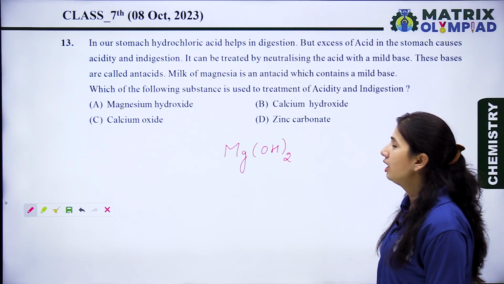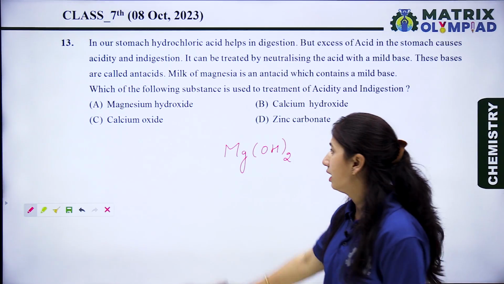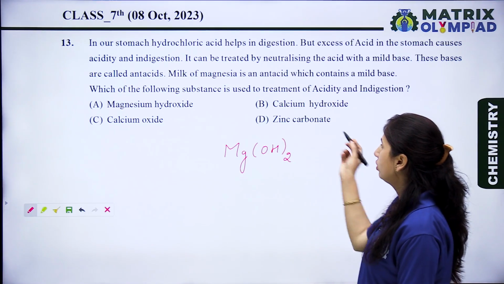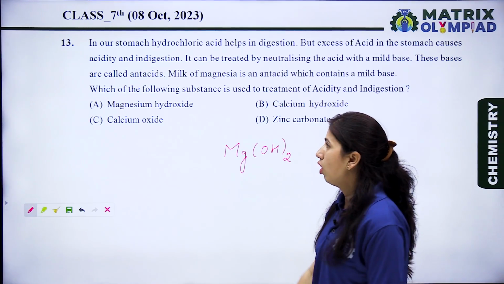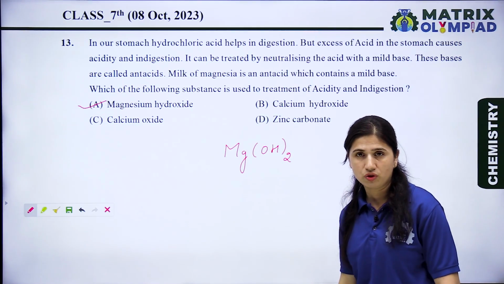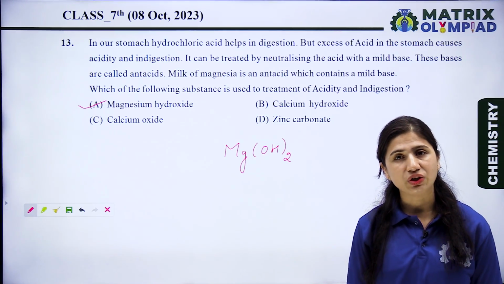Second option is the calcium hydroxide. Calcium hydroxide is a strong base. Third is calcium oxide. It is not a base. And fourth is the zinc carbonate. It is also not a base. So option A is the right option, magnesium hydroxide, which is also known as milk of magnesia.